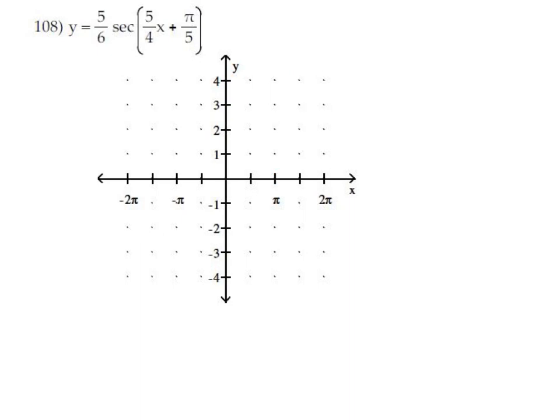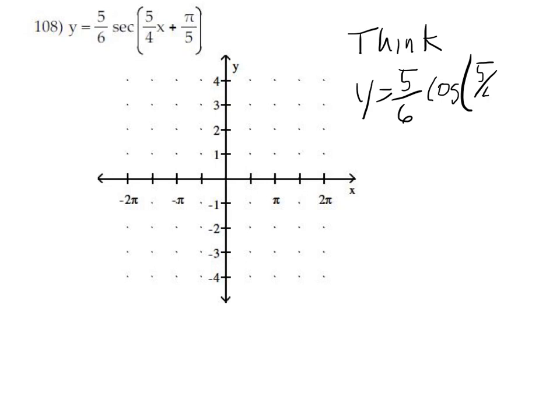For this problem, I'm going to use the 5 key points technique to find the new points for secant. But I'm going to find the 5 key points when I think through the reciprocal, y equals 5/6 cosine of 5/4 x plus pi fifths.